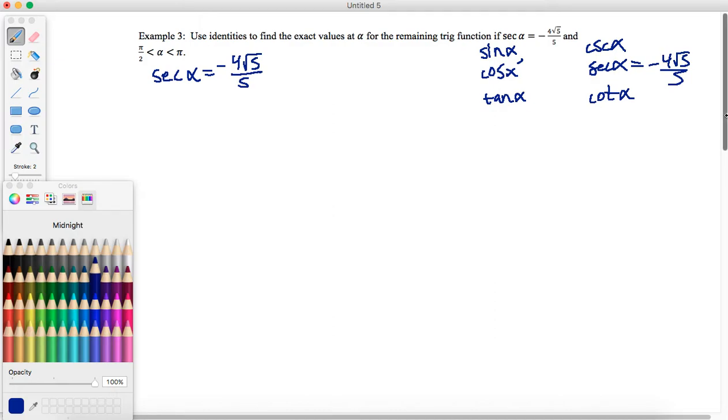Well, I'm going to use identities. I know for a fact that secant and cosine are reciprocals of each other. And so if I know the secant, I can find cosine of alpha by taking the reciprocal of my secant.